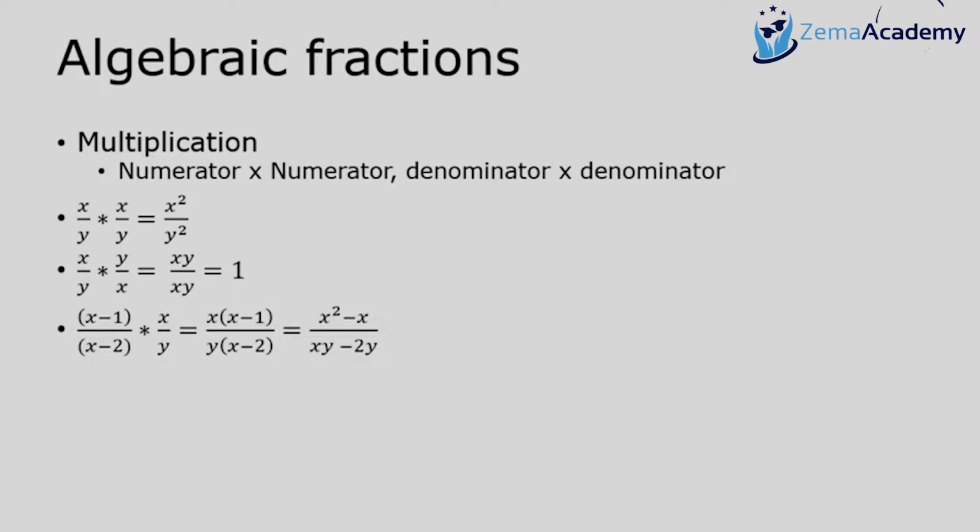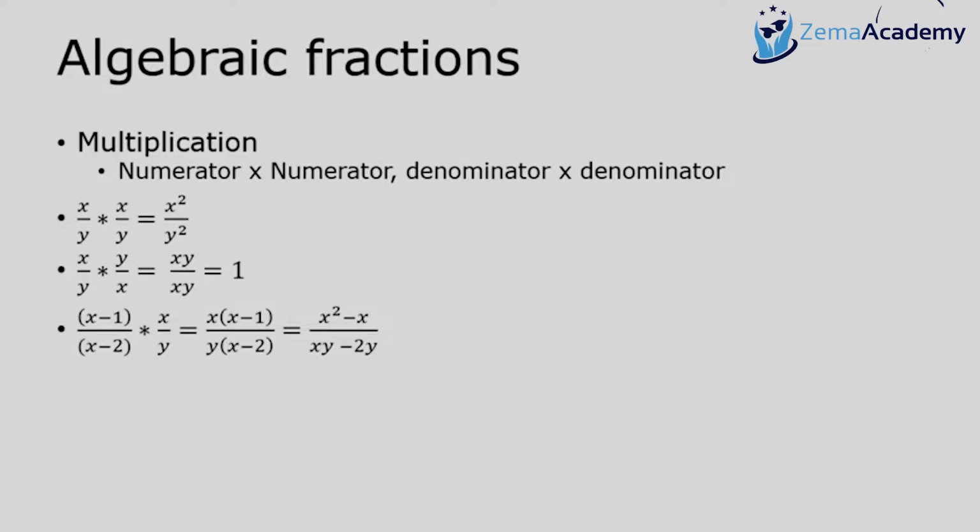A slightly more complicated one now. x minus 1 over x minus 2, multiplied by x over y. I multiply the numerators together. I put x on the outside of that bracket. So I've got x, open bracket, x minus 1, close bracket, all over y on the outside of the brackets, x minus 2 on the inside of the bracket.